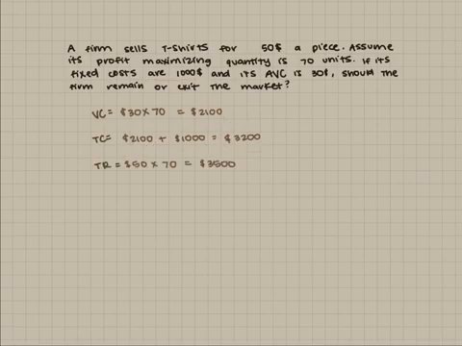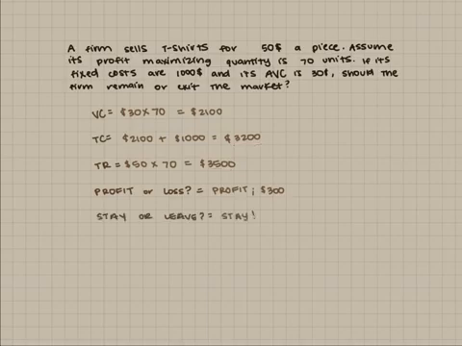Finally, let's figure out our total revenue. Total revenue, again, is price of the product times units sold. So $50 times 70 units is $3,500. So, is the firm experiencing profit or loss? Well, the firm is experiencing profit because total revenue minus total cost, so $3,500 minus $3,200 is $300. And should the firm stay or should it leave? It should stay. The firm is experiencing profit, so it has no reason to consider exiting the market.